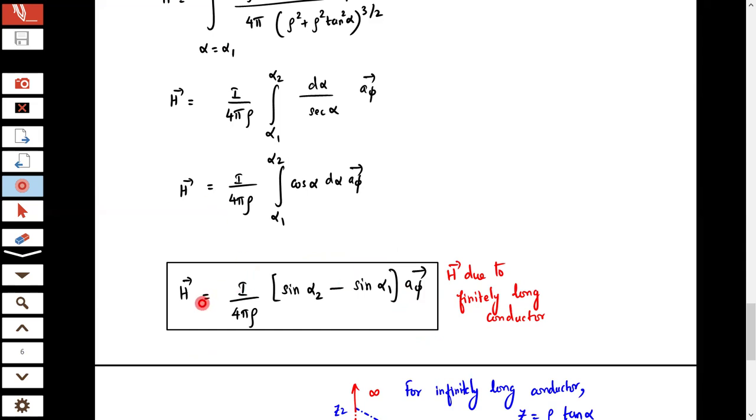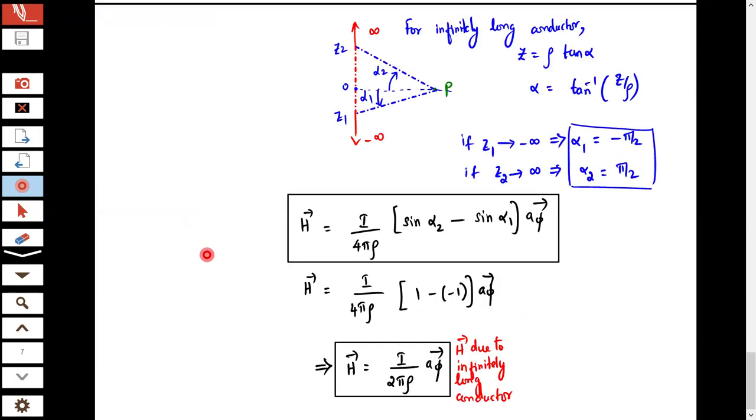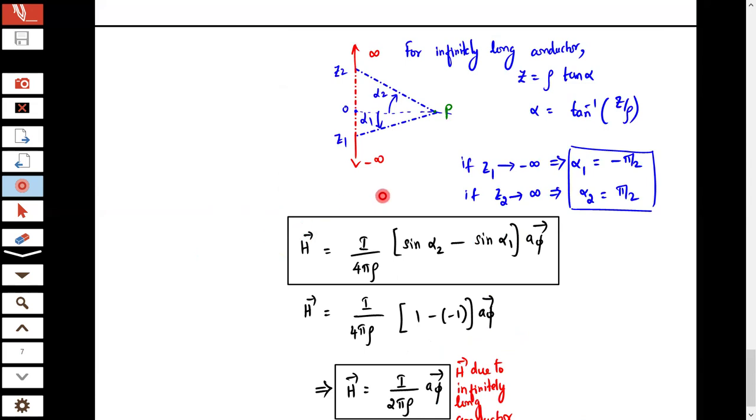Then we can extend this length to an infinitely long conductor. Thereby, we will get the expression for magnetic field intensity due to an infinitely long conductor. The upper limit z2 will reach positive infinity and the lower limit z1 will reach negative infinity. And similarly, we can transform to the alpha variable again.